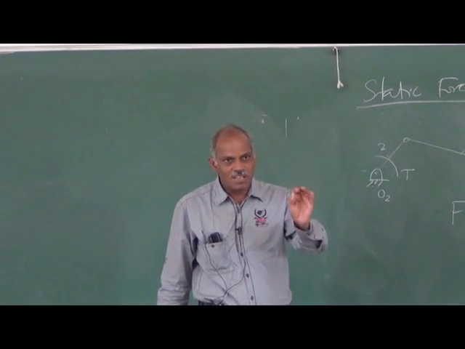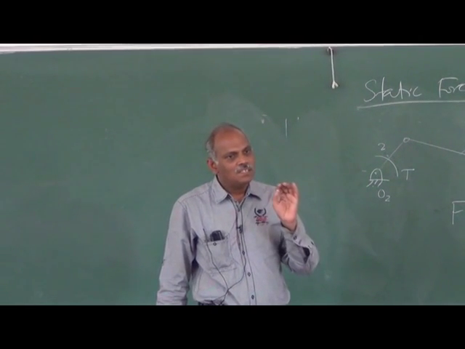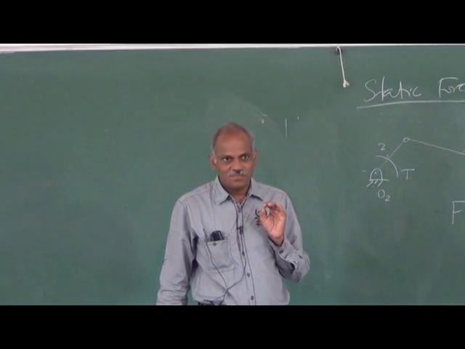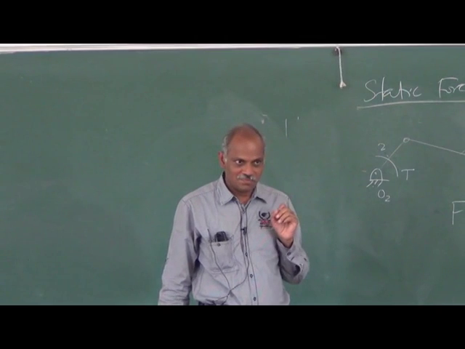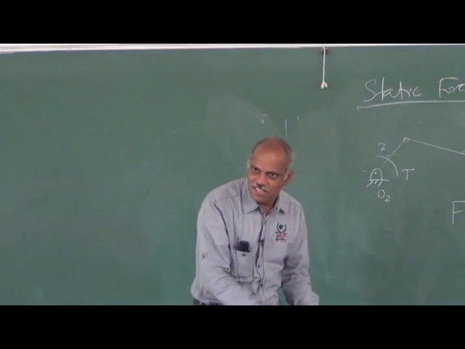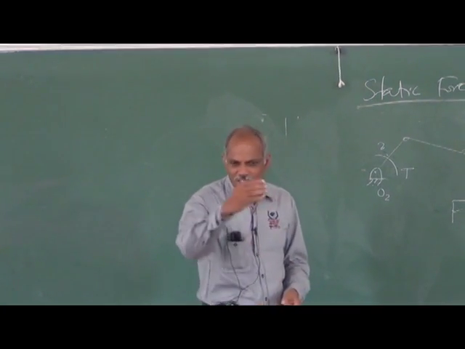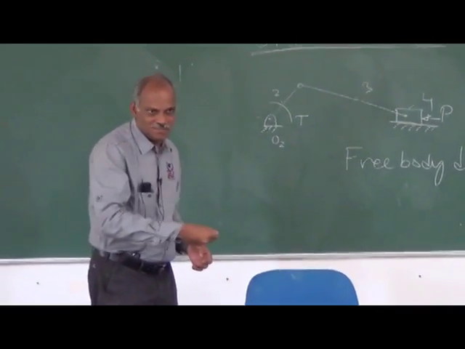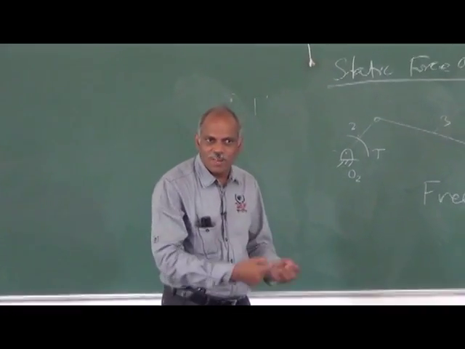A free body diagram is a diagram of a body where the supports are replaced by appropriate reactions. See here, this particular chair is in static equilibrium, which is constrained, or you can replace that support by constraints. Now the constraints on the body are replaced by appropriate reactions.